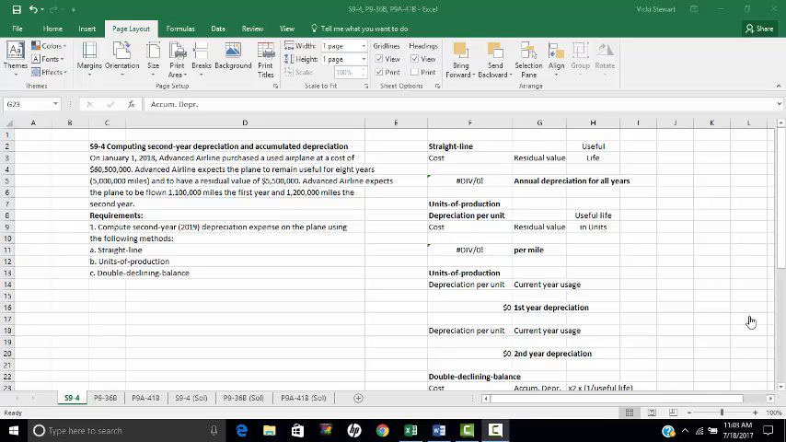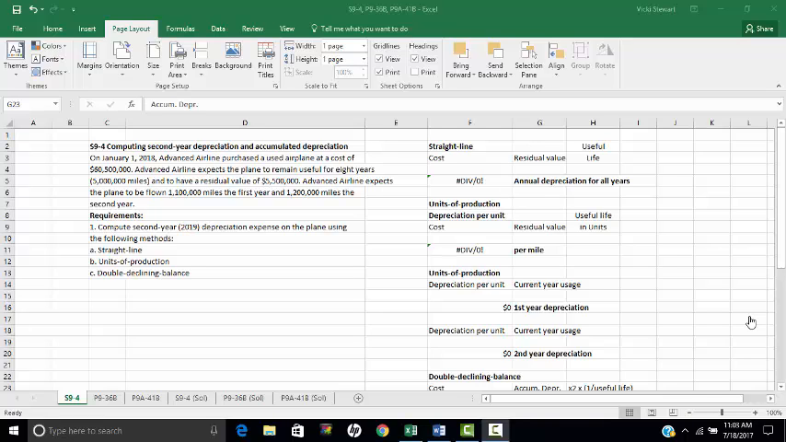This is a demonstration of exercise S94, computing second year depreciation and accumulated depreciation. On January 1st, 2018, Advanced Airline purchased a used airplane at a cost of $60,500,000. Advanced Airline expects the plane to remain useful for 8 years or 5 million miles and to have a residual value of $5,500,000. Advanced Airline expects the plane to be flown 1,100,000 miles the first year and 1,200,000 miles the second year.